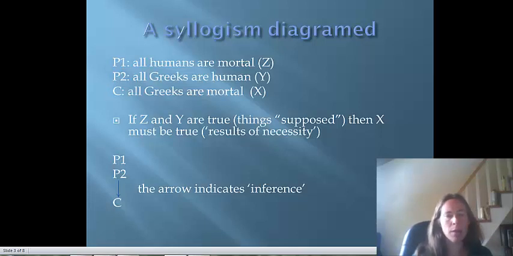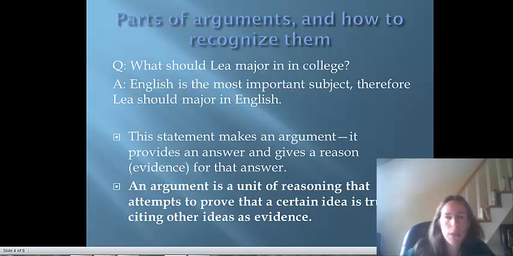Now at this point I want to end our specific looking at Aristotle and look at the term a little bit more broadly, not just at syllogisms but at arguments themselves. So I want to look at parts of arguments and how you recognize them. So if I asked you a question like what major should we study in college, we can come up with a statement which is English is the most important subject, or I could change that to philosophy is the most important subject, therefore Leah should major in English. And I'm just going to stick with English because that's what I happen to major in college. Now this statement, this answer to the question, makes an argument. It provides an answer and gives a reason or evidence for that answer.